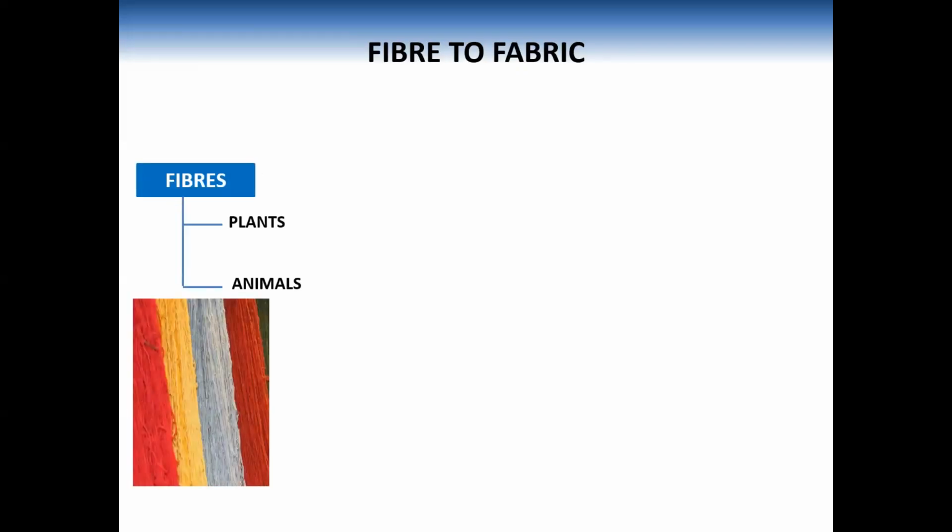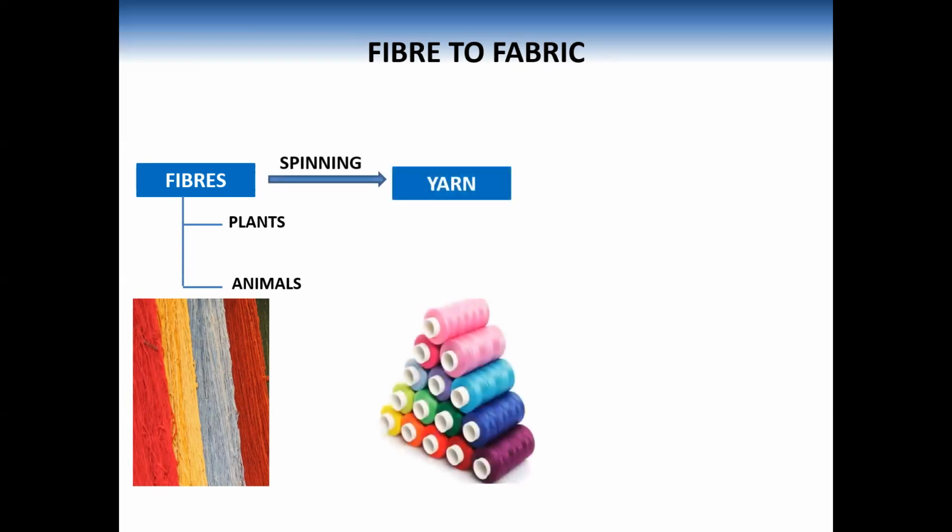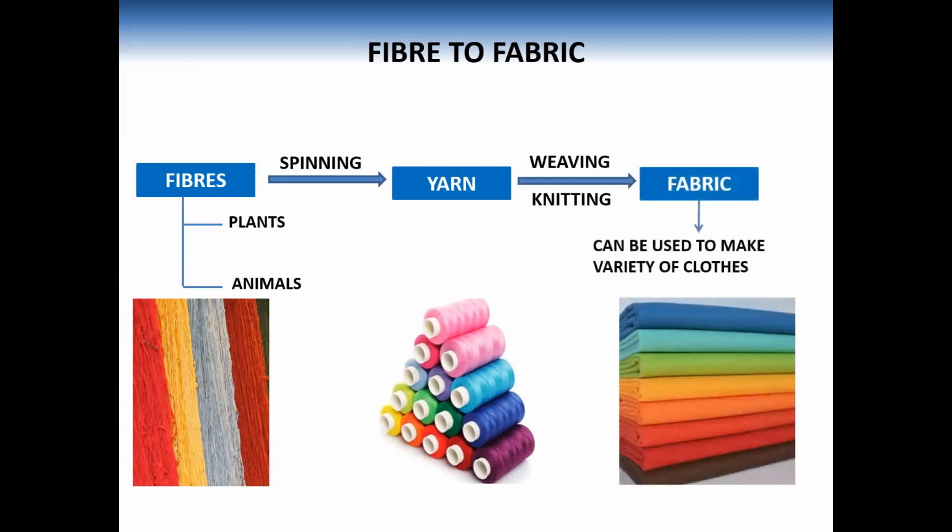So fibers are the thinner threads. They are obtained from plants and animals. Then fibers can be converted into yarn by the process known as spinning. And then yarn is converted into fabric by weaving and knitting. Then this fabric can be used to make a variety of clothes.